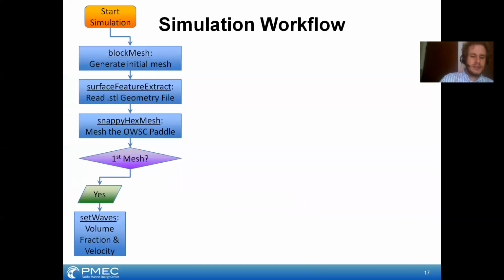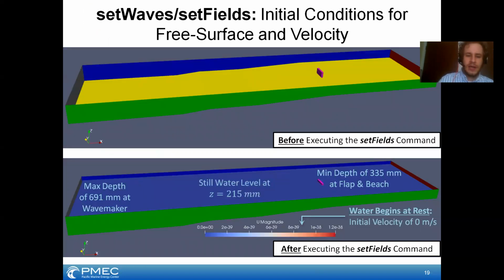So after that, you want to set your initial conditions, and the first time around, you're going to do that. The second time around, ever after, when you remesh, you'd want to interpolate. So for our case, we mimicked the paper. You start with a still water level and no velocity anywhere. And the waves are generated at the left boundary as I described earlier.